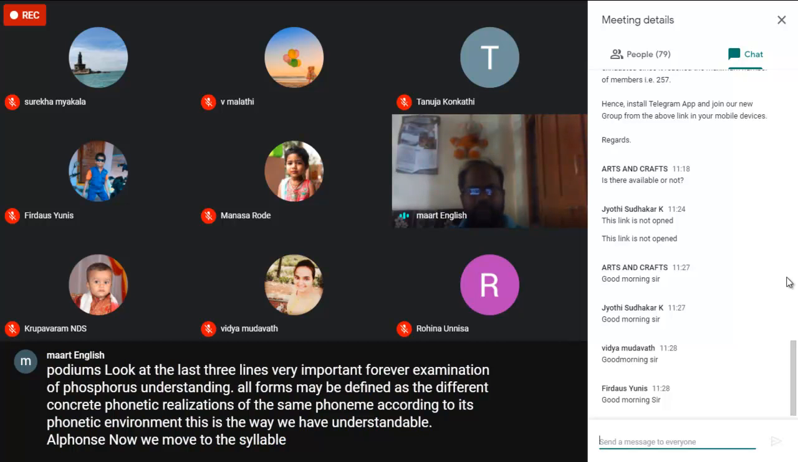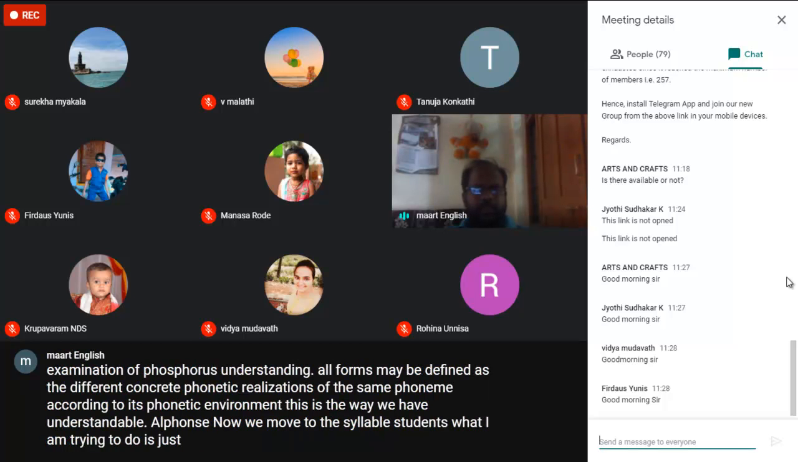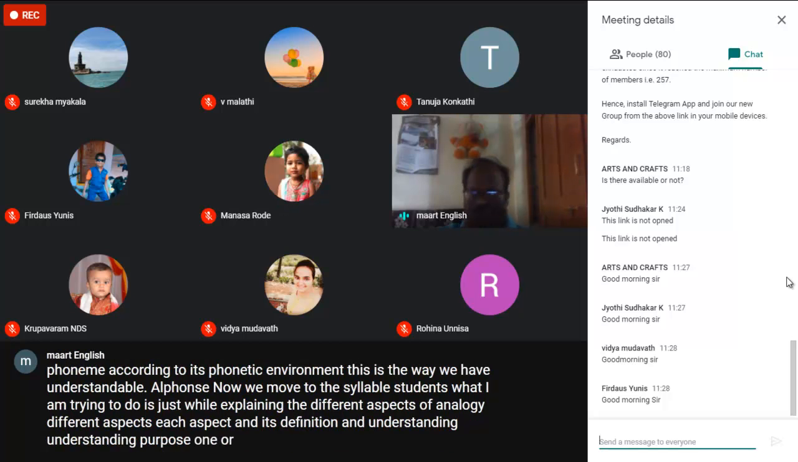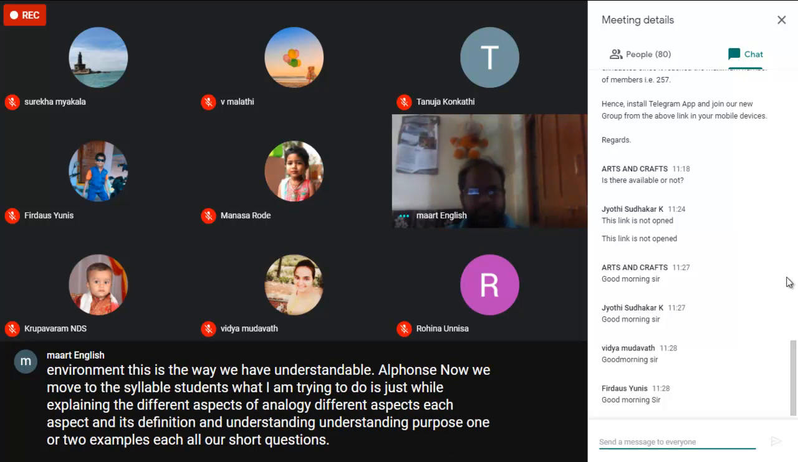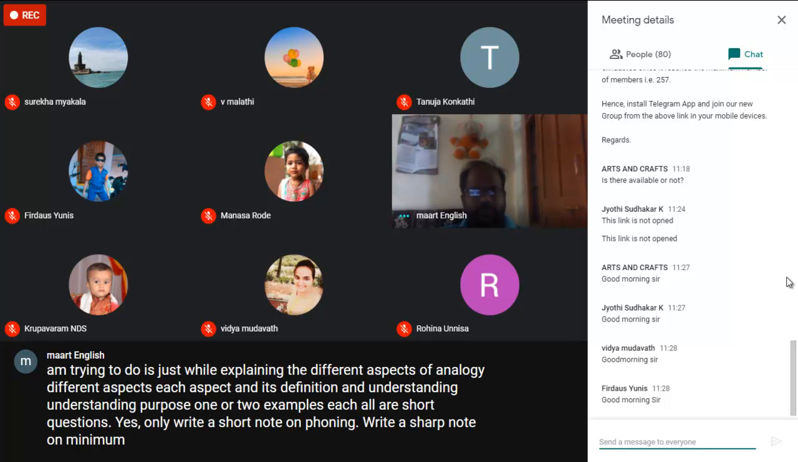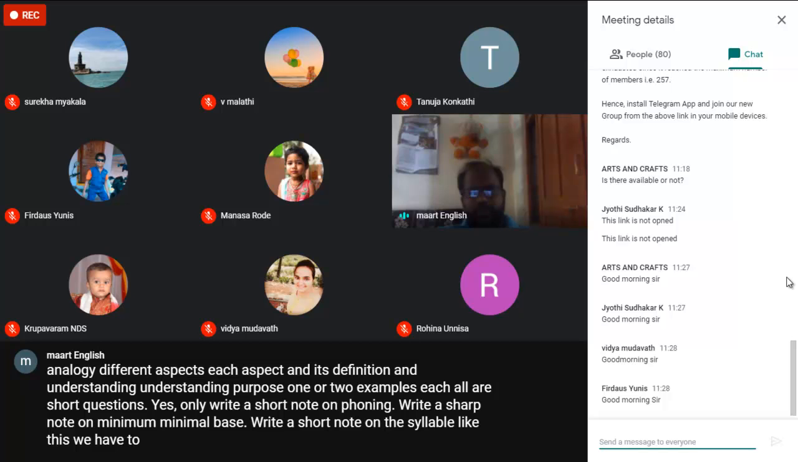Dear students, while explaining the different aspects of phonology, I give each aspect, its definition for understanding, and one or two examples. All are short questions. Write a short note on phoneme. Write a short note on minimal pairs. Write a short note on the syllable. Like this, we have to get it. Now we move to the syllable.